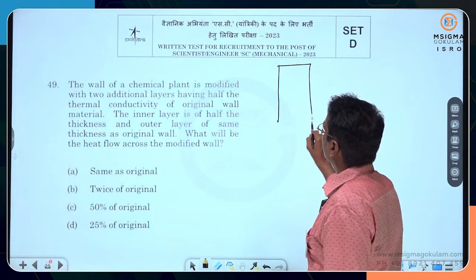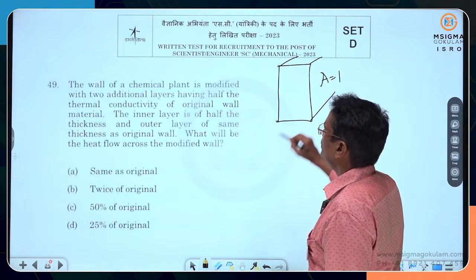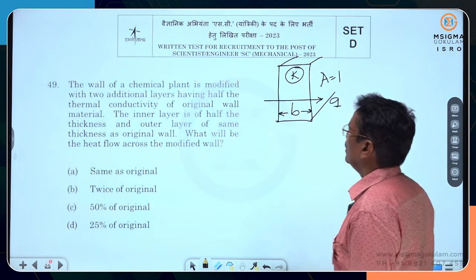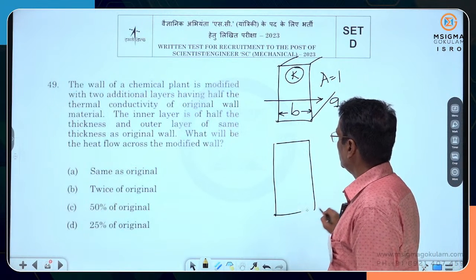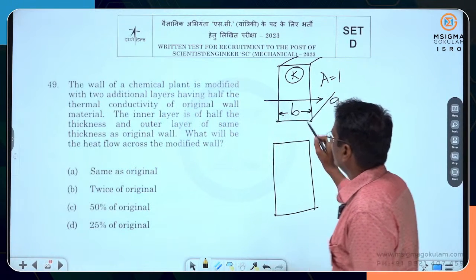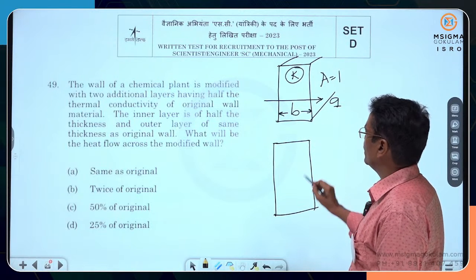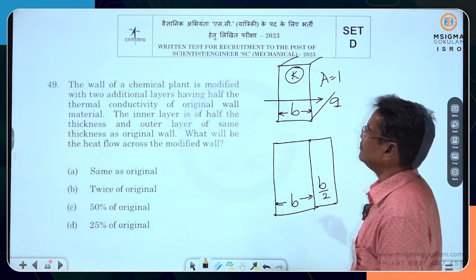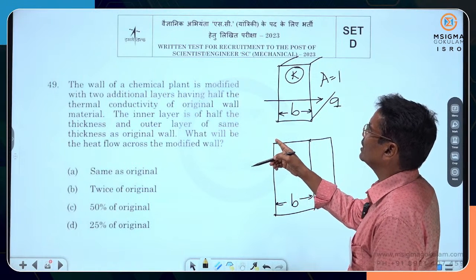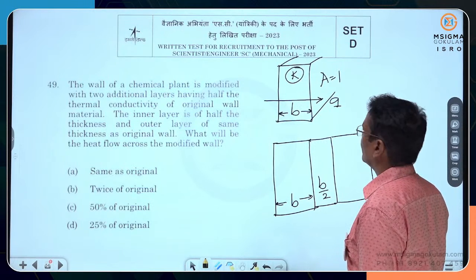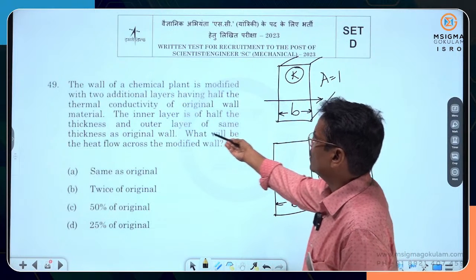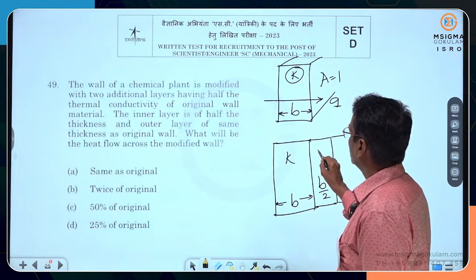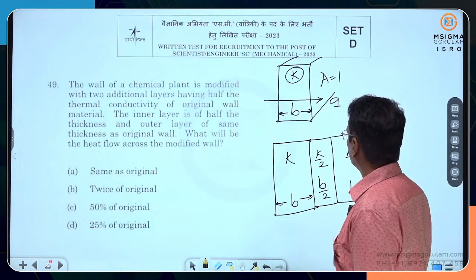The wall of a chemical plant is modified. We can take the original wall as having thermal conductivity K and thickness B, with some heat transfer happening. It is modified by adding 2 additional layers: an inner layer of half the thickness, and an outer layer of the same thickness as the original wall, again B. The 2 additional layers have half of the thermal conductivity. If this is K, this is K by 2, this is also K by 2.